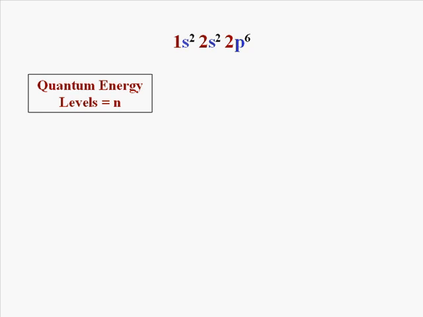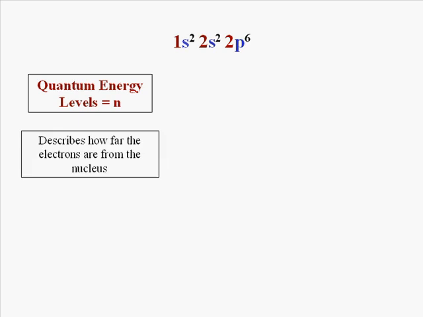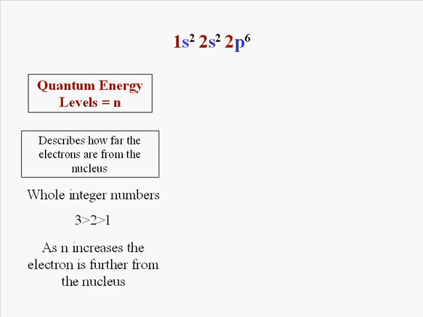The red numbers are representative of the principal quantum energy levels, which is represented by the letter n. This describes how far the electrons are from the nucleus. They'll always be whole numbers, meaning 1, 2, 3. They'll never be a decimal point or a fraction. But as the principal quantum energy level increases, it's telling us that the atom is getting larger. And if the atom is getting larger, then the electrons are getting further away from the positive nucleus.